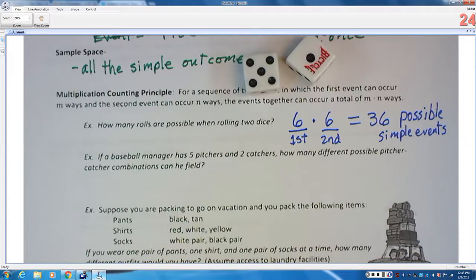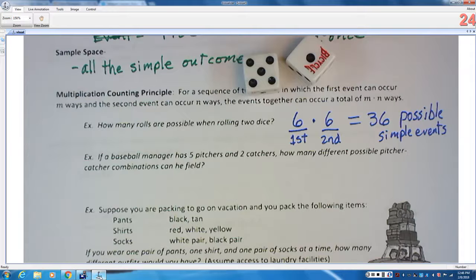So there's 36. And then if we wanted to find the probability of rolling a 6, we could start adding up how many ways there are to roll a 6. You could roll a 1 and a 5, a 2 and a 4, etc. You count them up. Or you make that big chart. All right.